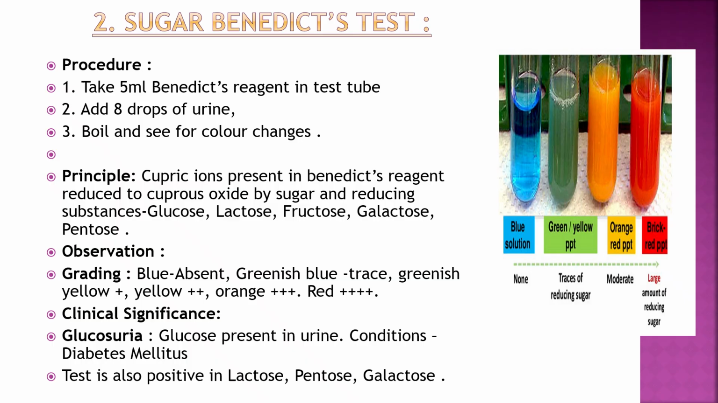The principle is cupric ions present in Benedict's reagent are reduced to cuprous oxide by sugar and other reducing substances like glucose, lactose, fructose, and then the color changes according to the concentration of the reducing substances. The glucose present in urine is called glucosuria, and it is seen mainly in diabetes mellitus or the over intake of carbohydrates or sugars.